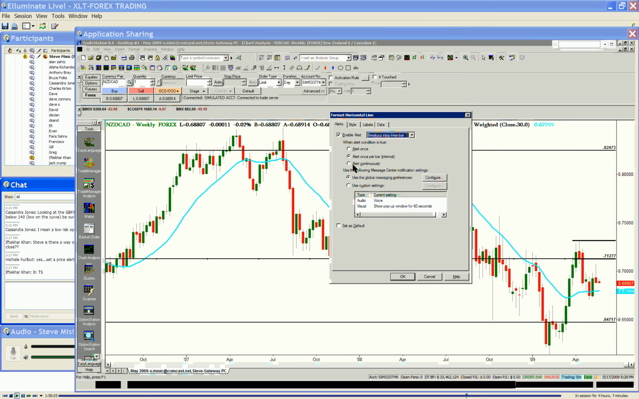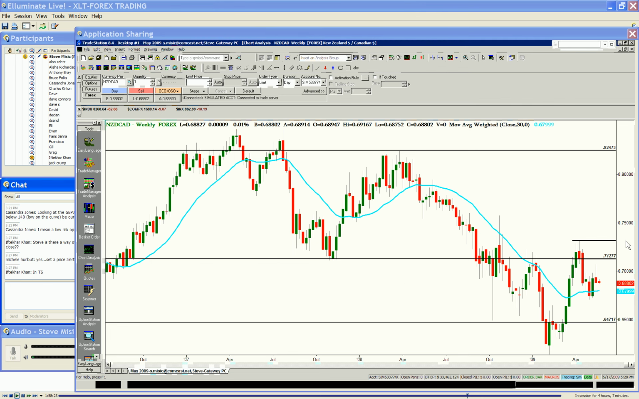But if you set it to alert continuously, this thing will drive you crazy. Okay? So set it to alert once per bar interval, and then set that as default so that every time you put one of these horizontal trend lines on your chart, it'll do the same thing from now on. Click like that. And that's TradeStation's way of setting an alert.